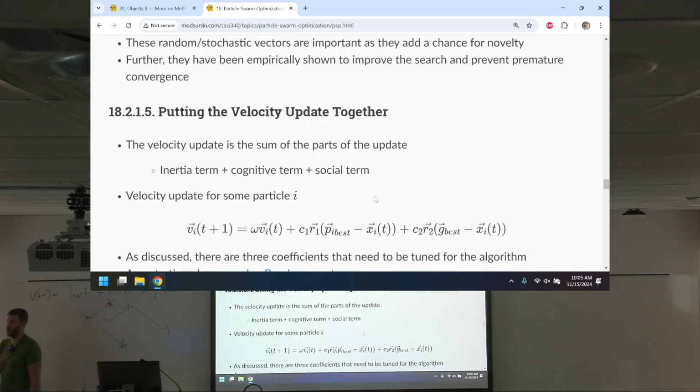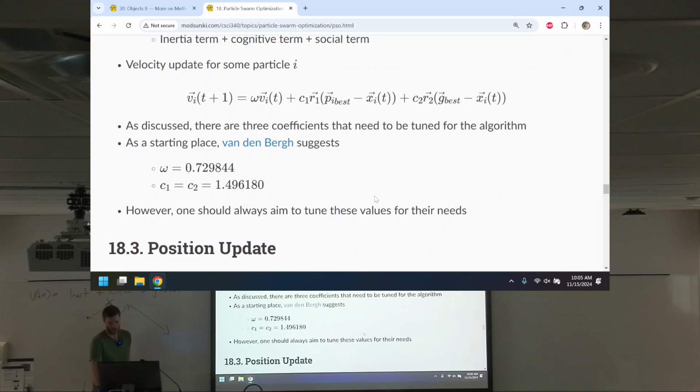So the velocity update is going to be the sum of the parts of the update. My speed at the next time step is going to be based on how fast I'm moving in my current direction, how much I want to go to the best thing I've seen so far, and how much I want to go towards the best thing anyone's seen so far. Cool? All right, as discussed, there are 3 coefficients that need to be tuned for the algorithm. Turns out, some people are pretty comfortable saying just use these numbers. You could change them, but people are saying just use these numbers.